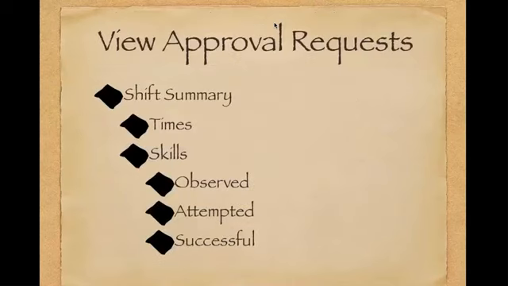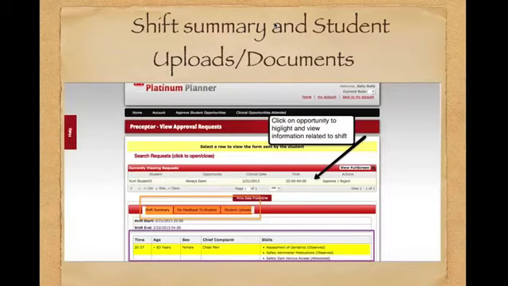Once you are in, you will be able to view approval requests. When you select View Approval Requests, you'll see shift summaries, time, skills, and whether they're observed, attempted, or successful. Let's take a look at that. Shift summary and students' uploads and documents.